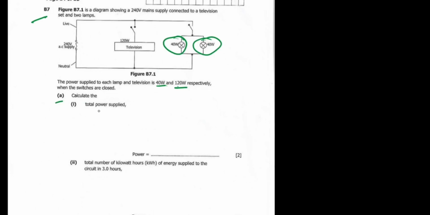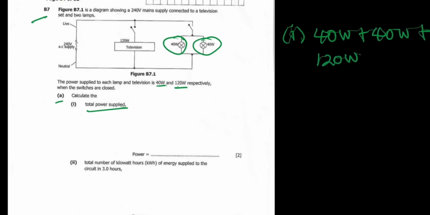Now, the first question is calculate the total power supplied. Since this is connected in parallel, notice that this is a parallel connection. The total power supplied when you're dealing with parallel connections is the sum of the power of each component. So you have three components here. The total power supply is simply the power supply at the two lamps and also at the television. So you're going to have 40 watts plus 40 watts plus 120 watts, which is going to give you 200 watts. So that is our answer.